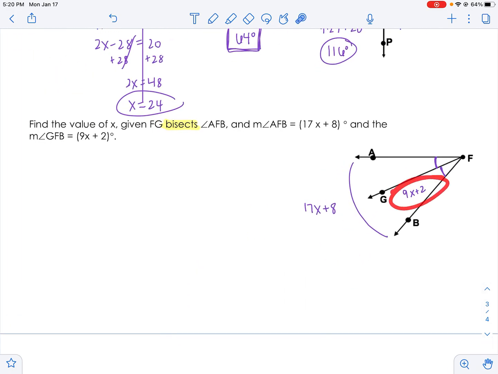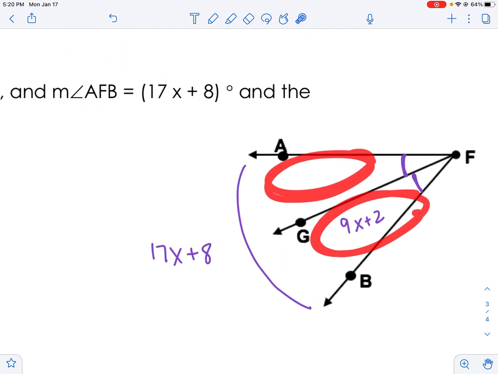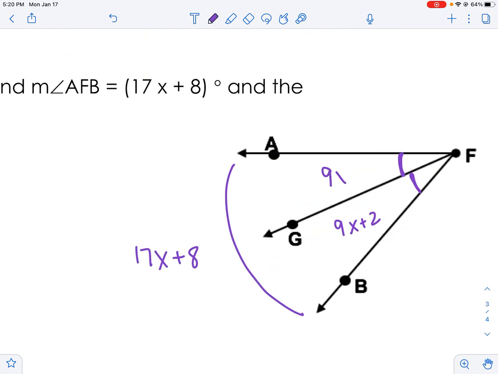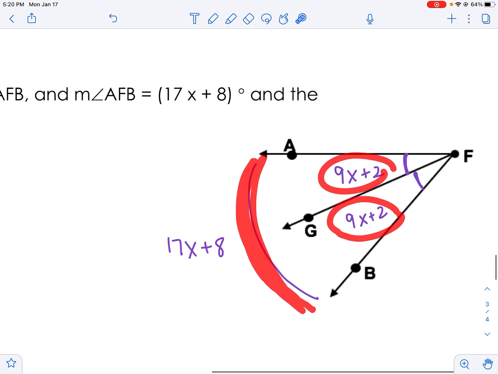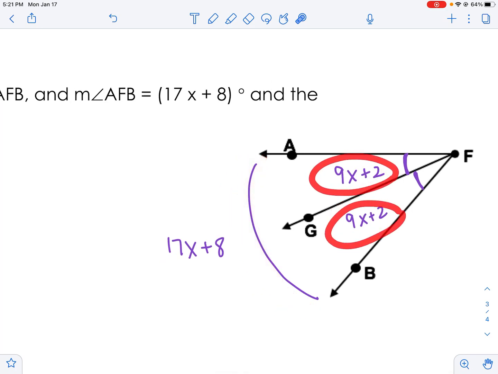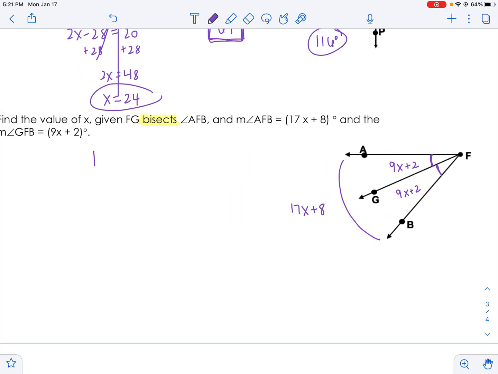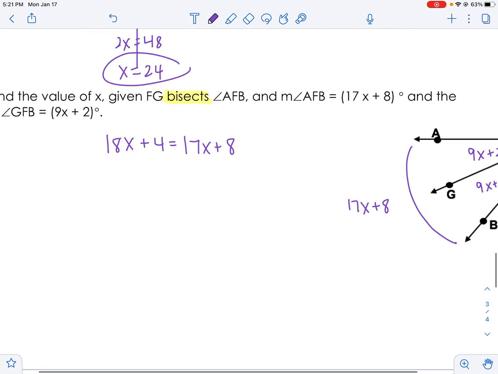Now remember that those arcs, if this is 9x plus 2, what does this part have to be? 9x plus 2. And if they give you the whole, then we're going to have to add them up to equal that. So 9x plus 2 and 9x plus 2 should equal 17x plus 8. So think about it. What's 9x plus 2 and 9x plus 2 make? 18x plus 4 should equal the whole 17x plus 8. And if you solve for x, you should get that x equals 4.